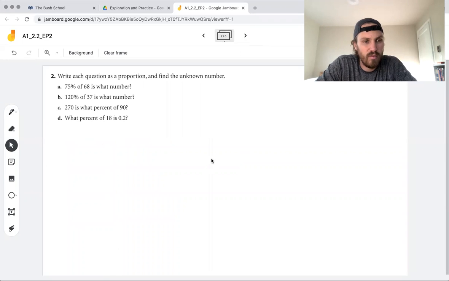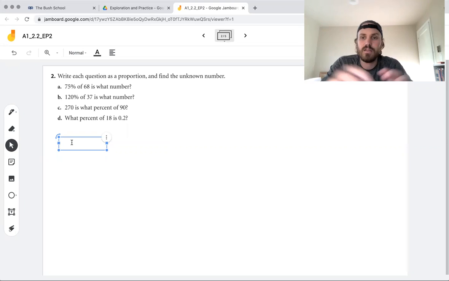Now we'll go to number 2, and this time I'll actually write on here. So write each question as a proportion, and find the unknown number. Remember that for the proportions, one side should be the percentage, and the other side should be a combination of other numbers.